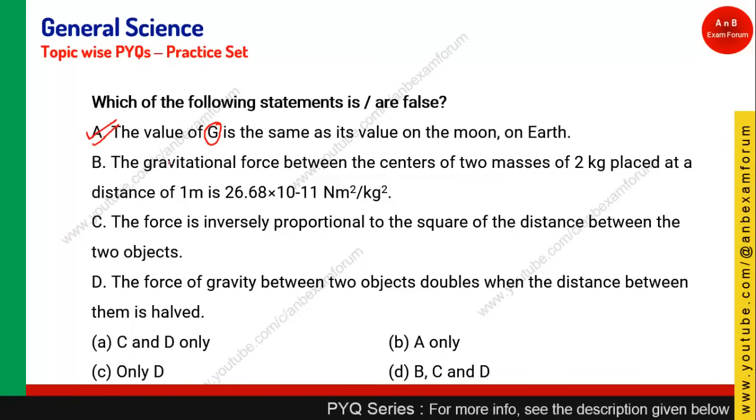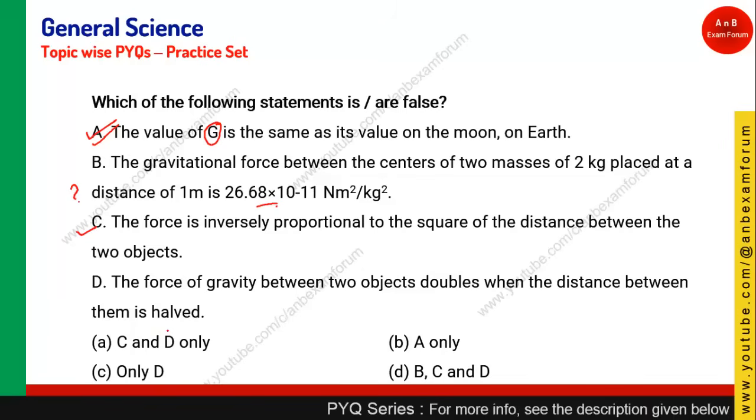The gravitational force between the centers of two masses of 2 kg placed one meter apart is this one, which we need to calculate. I am just making it one question. Next is C: the force is inversely proportional to the square of the distance between the two objects. Yes, it is again true. The force of gravity between the two objects doubles when the distance is halved.